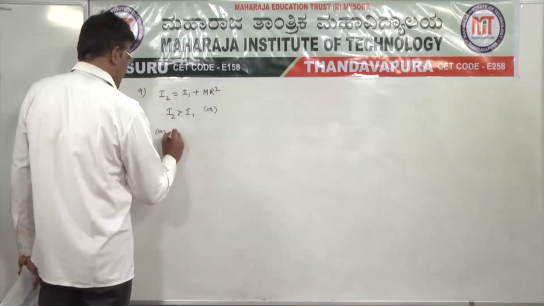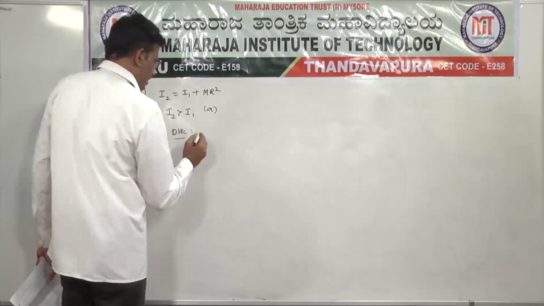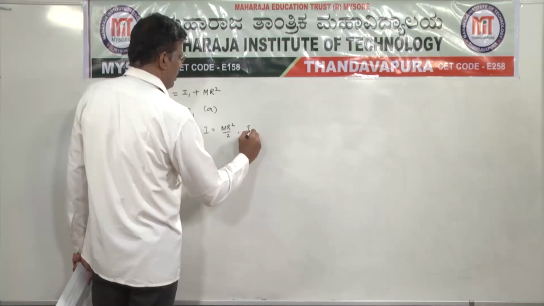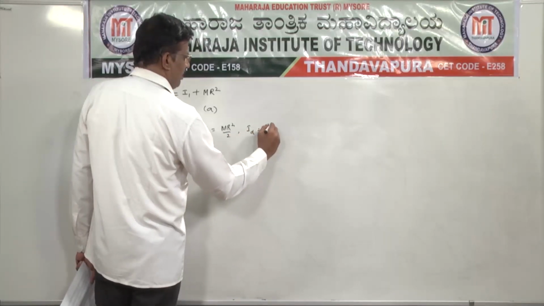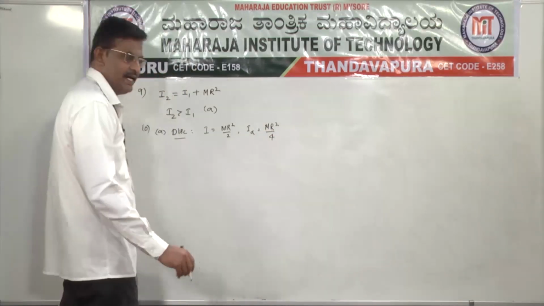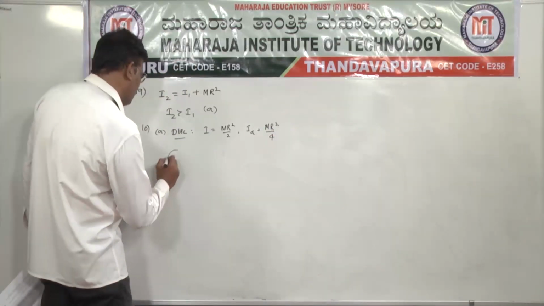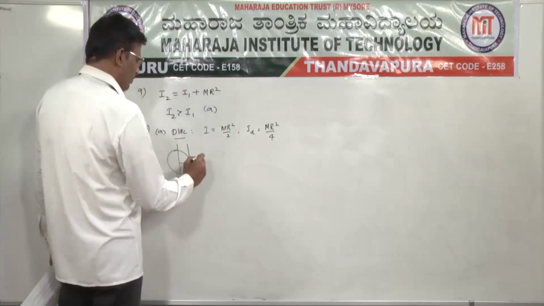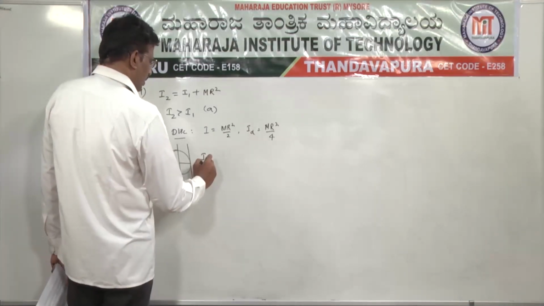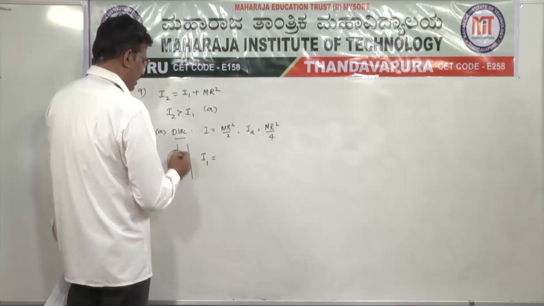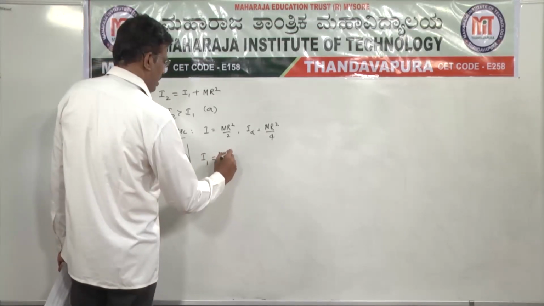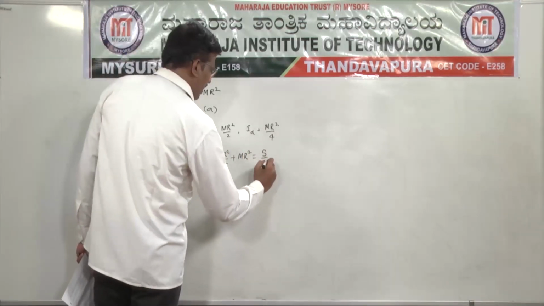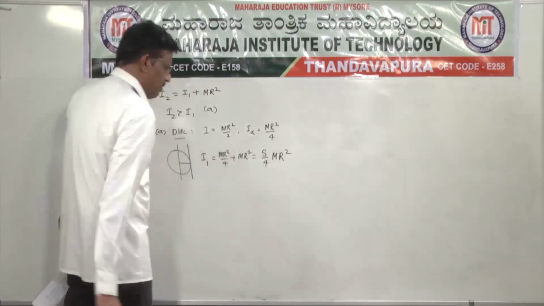For the disc, first I about its own axis is mr square by 2. About any diameter of the circular disc, the moment of inertia ID is equal to mr square by 4. Now the question is about a tangent parallel to the diameter. So, according to the parallel axis theorem, I for the disc, let us assume I1, is mr square by 4 plus mr square, that is equal to 5 divided by 4 mr square.